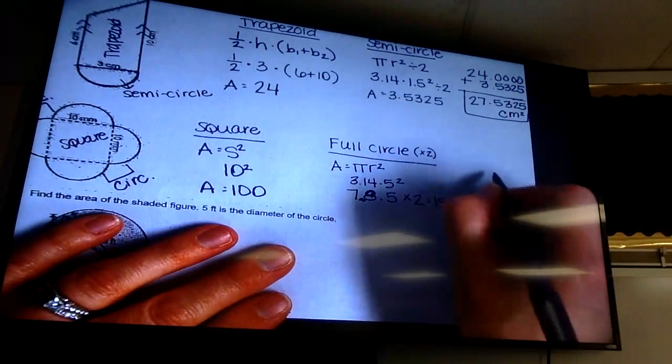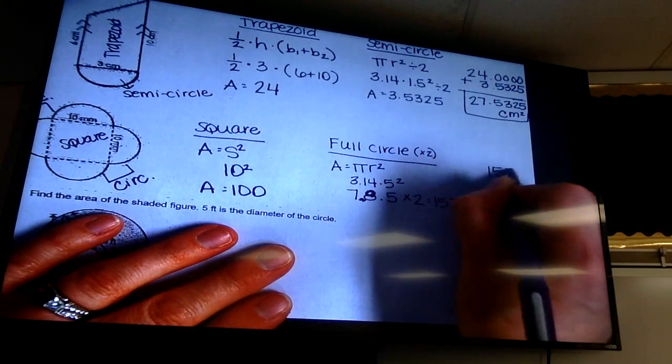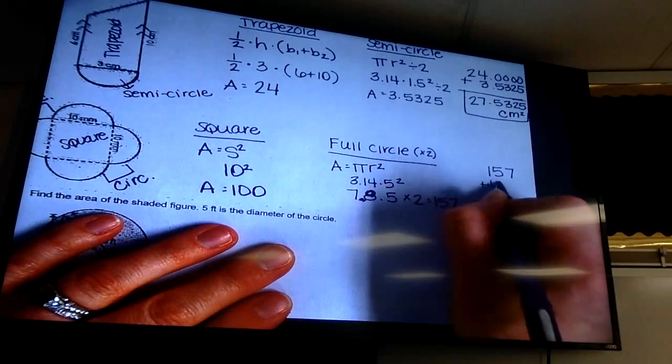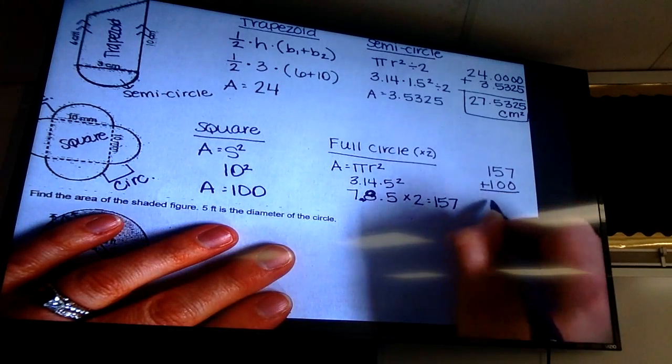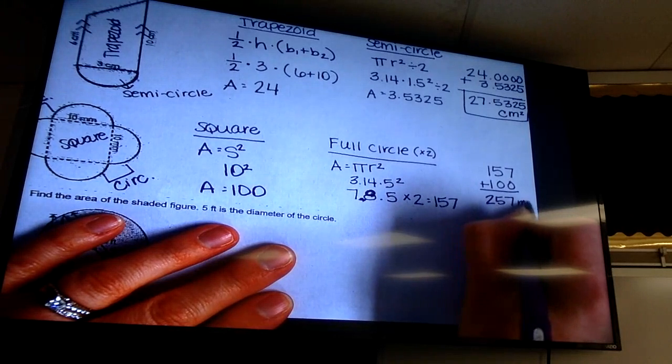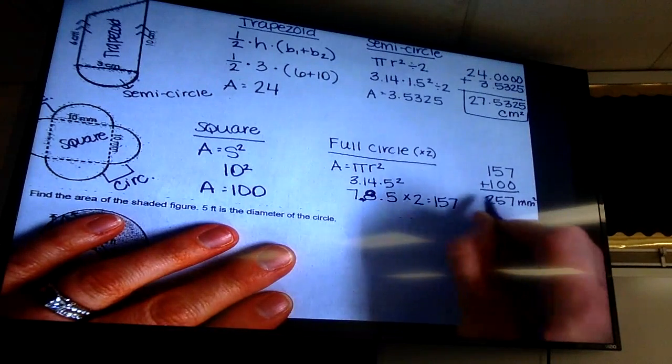So then again, my final step is to add them together. So I have 157 plus 100. I know my final answer is 257 millimeters squared.